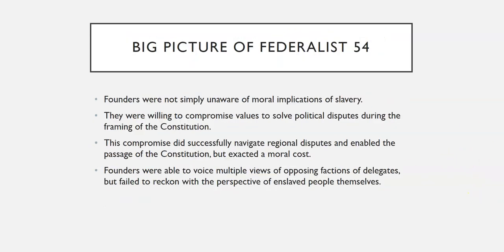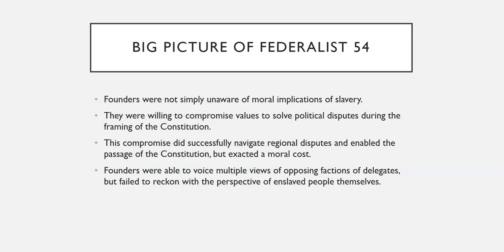So what is the big picture of Federalist 54? The Federalist 54 indicates the following about the founders' thinking regarding counting the enslaved population. First of all, the founders were not simply unaware of the moral implications of slavery. Sometimes we hear that, this was a really bad thing, but they didn't really know. Back then, the thinking was different. They just simply weren't aware that there was a moral issue, or they weren't thinking about it that way, and we shouldn't hold them accountable for that.